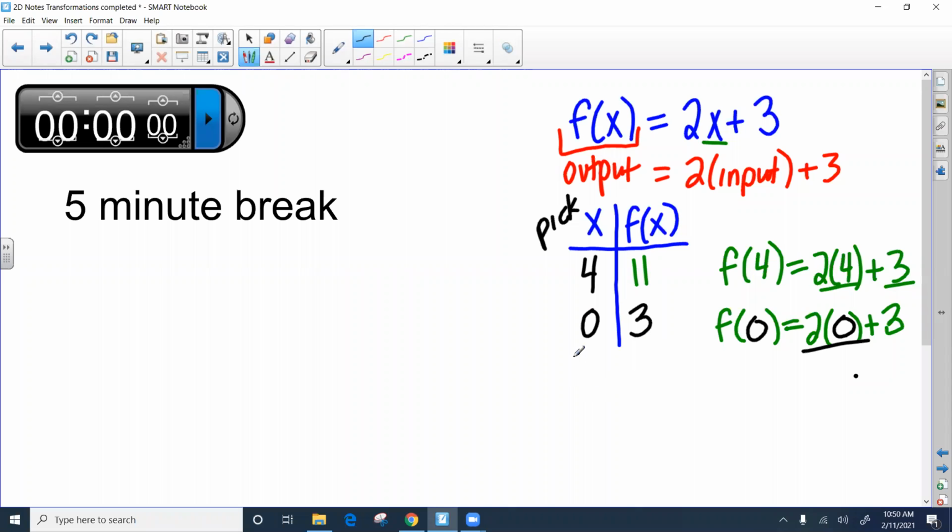I can also plug in negative numbers. So let's say I plug in a -5. My function would look like this. I'm taking my function here and writing blank parentheses where the x's are. And so then I plug in the -5. So I would have f of -5 equals 2 times -5 plus 3. 2 times -5 is -10 plus 3 would be -7.